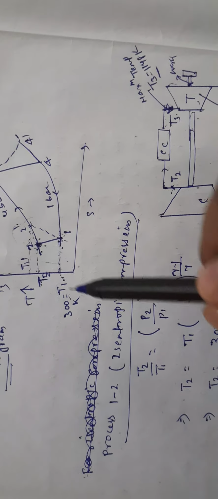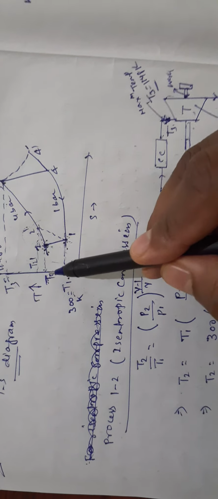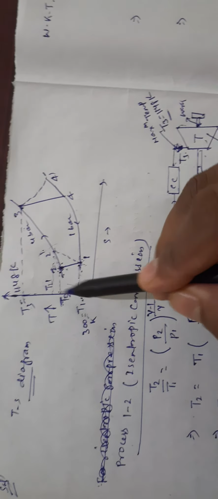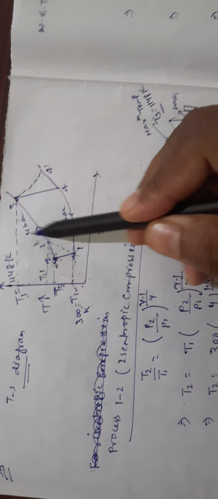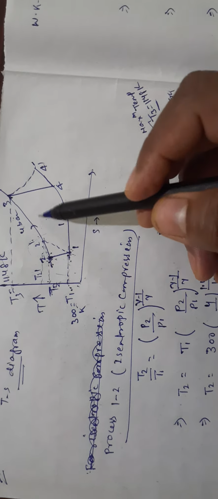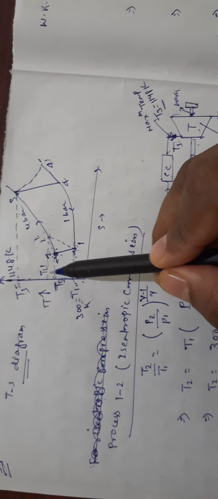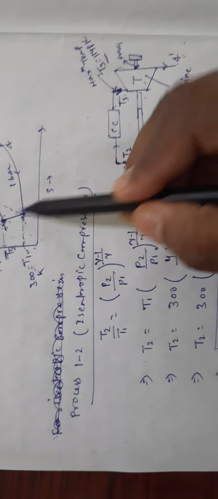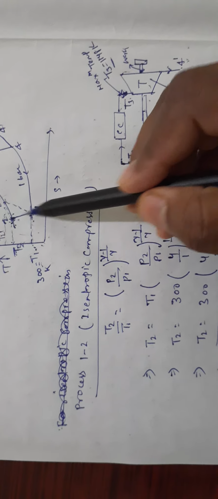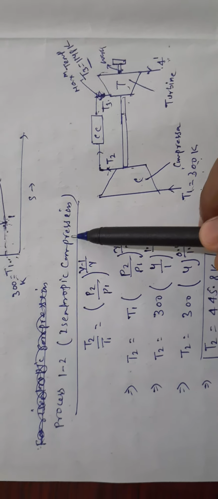So in this T-S diagram, T1 is given, T3 is given, but T2 and T2 dash are not given. We have to find them, and the pressure P1 is 1 bar and pressure P2 is 4 bar. So firstly we have to find T2 and T2 dash. Here is the compressor, and this process 1-2 is isentropic compression.